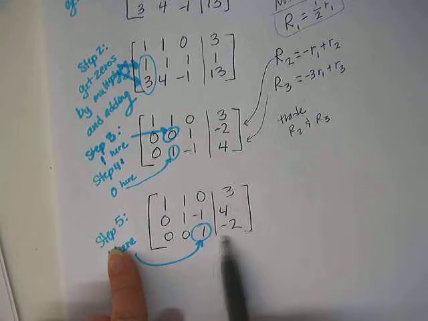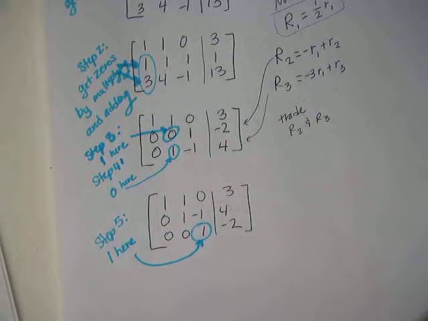When everything's all done, these will be your answers. Like this would be X, Y, and Z, but not yet. Actually, look right here. What do you notice? Z equals negative 2.